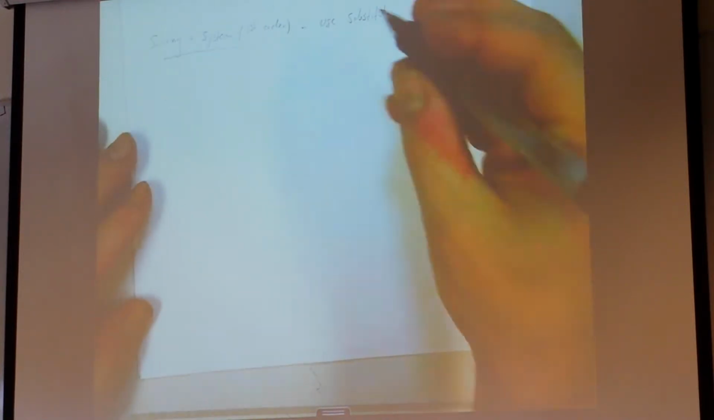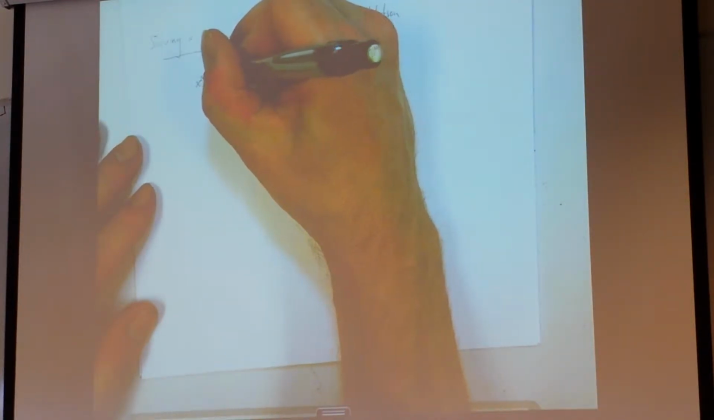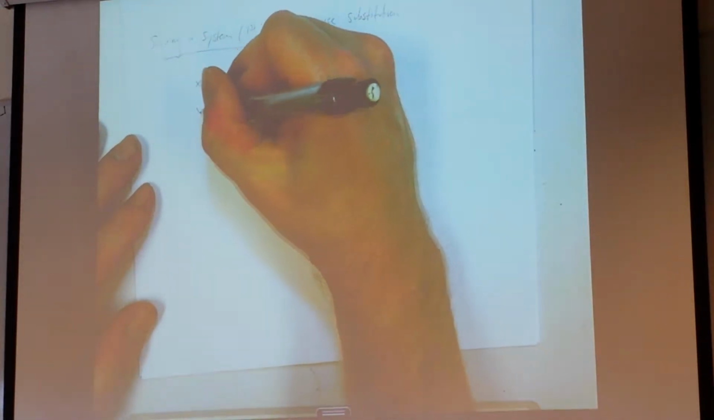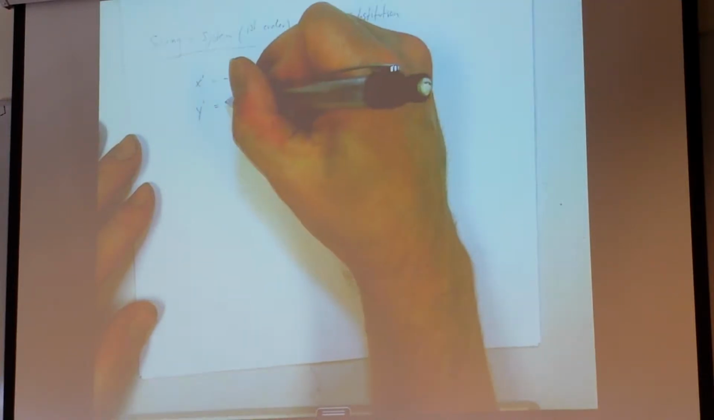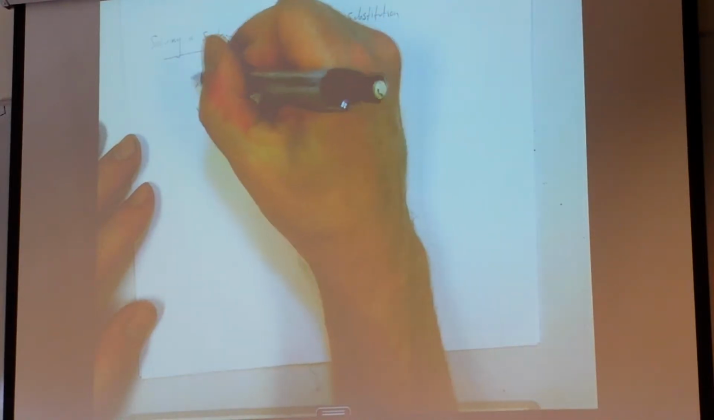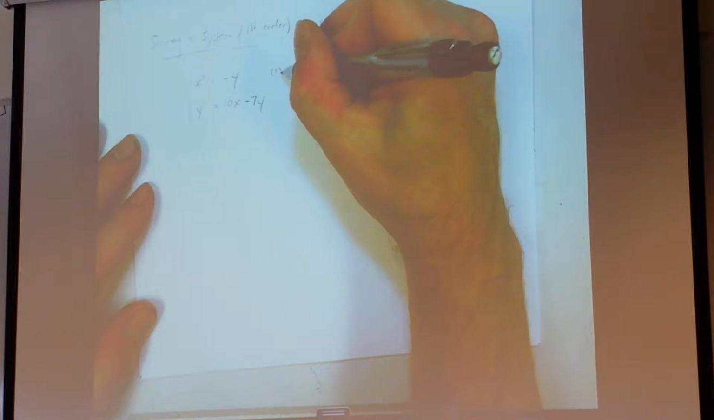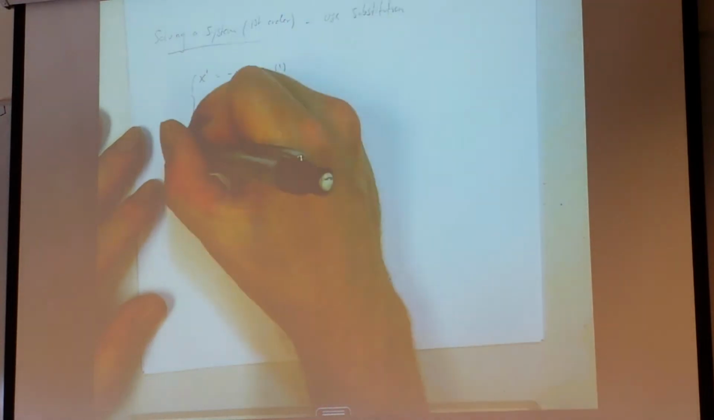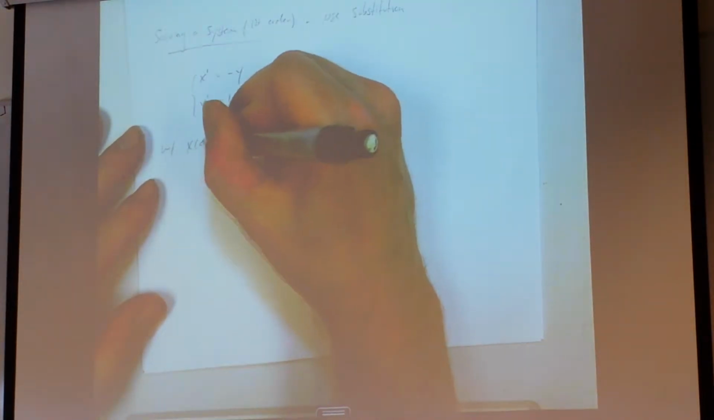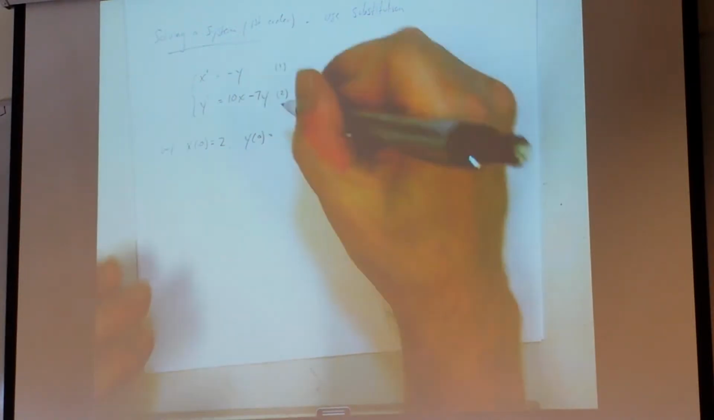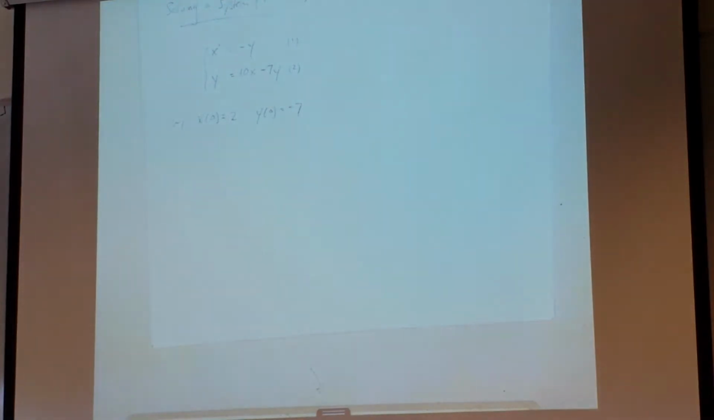All right. So say the system is as follows: x prime equals negative y, simple equation. y prime equals 10x minus 7y. For reference, I'm going to call these equations 1 and 2. And say we have an initial condition, with x of 0 being 2, y of 0 equaling negative 7. Any ideas?